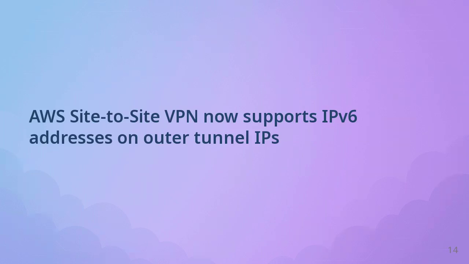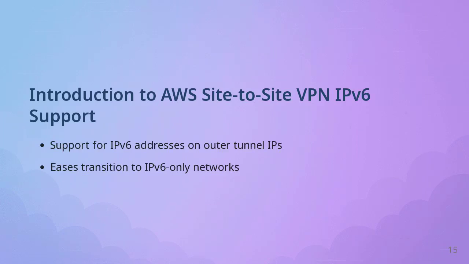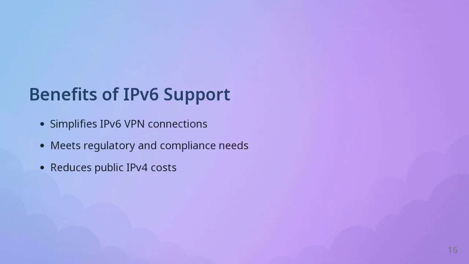AWS Site-to-Site VPN now supports IPv6 addresses on outer tunnel IPs. AWS Site-to-Site VPN now supports IPv6 addresses on outer tunnel IPs, facilitating the building or transition to IPv6-only networks for customers. This feature allows customers mandated to use IPv6 to build VPN connections that meet their regulatory requirements while reducing costs associated with public IPv4.